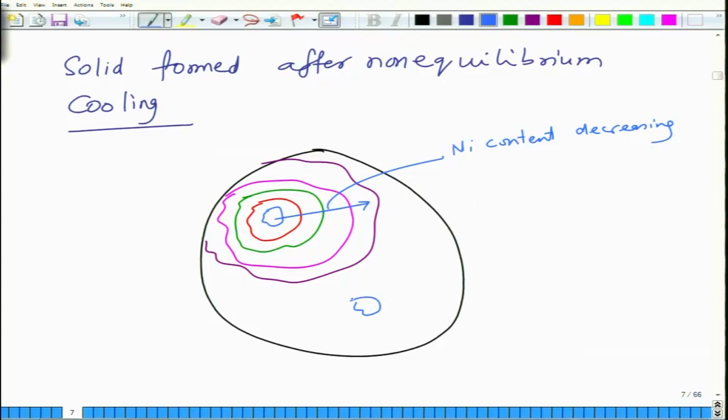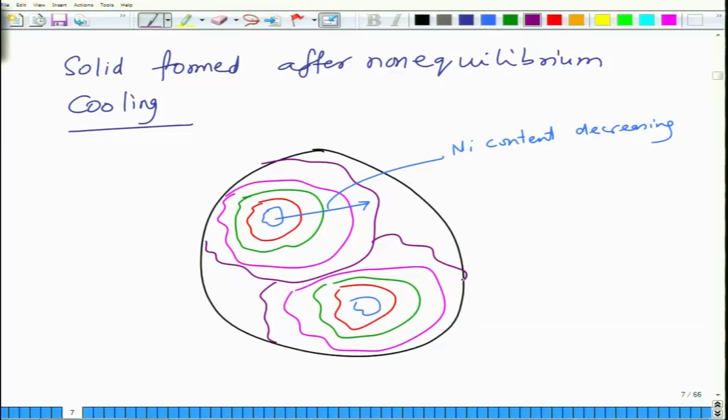Another first alpha, second alpha, third alpha, you will have fourth alpha, then you will have fifth alpha. This is how you will have various regions of the alloys look like.